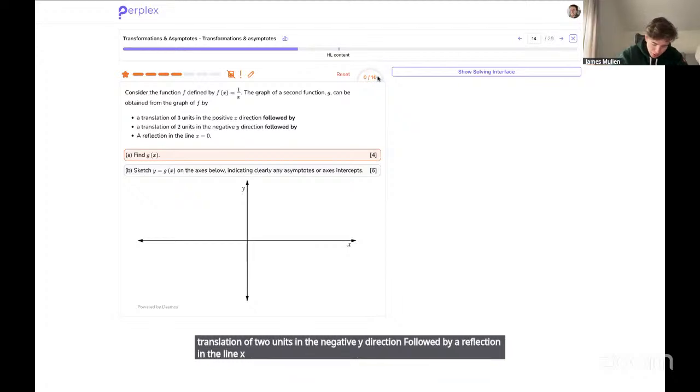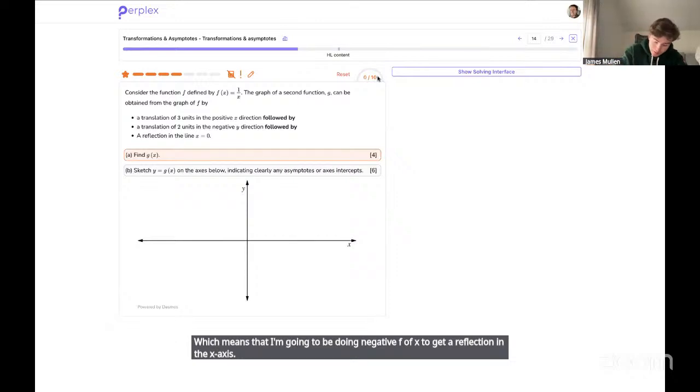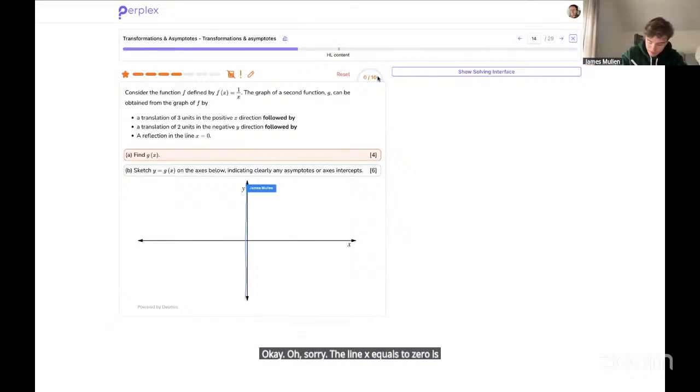So x equals 0 is this line here, which means that I'm going to be doing negative f of x to get a reflection in the x-axis. Oh, sorry. The line x equals 0 is the y-axis. I almost messed that up.